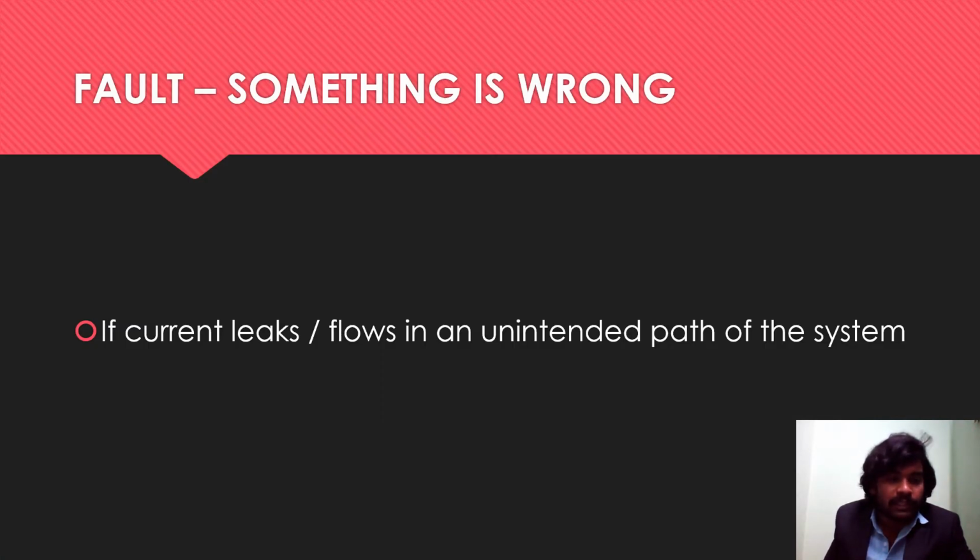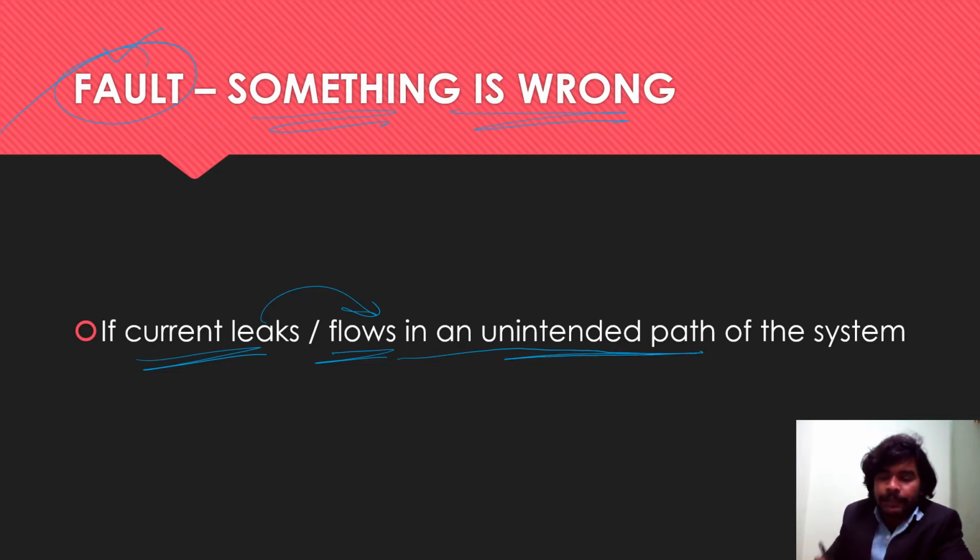Now we will discuss what is fault analysis. Regarding the fault analysis subject, first we will define what is fault. What is fault basically? Fault means if something is wrong, then you say it is a fault, as simple as that. So as far as electrical engineering is concerned, when do you say some fault has occurred? We can tell that when leakage of current takes place in the system. What do you mean by leakage of current? It means flow of current in an unintended path.